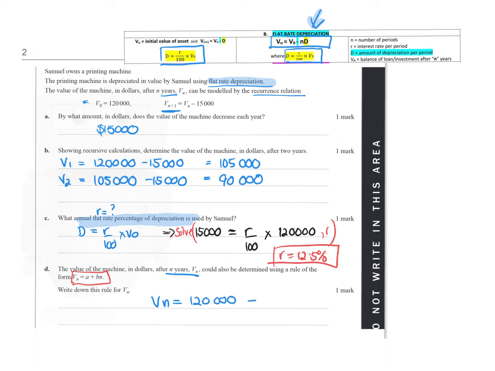Now minus, what was it? It says n times D. What was our D in this example? Yeah, so we write 15,000 and we'll just put the n there. So really, this was the A value that they wanted, and this was the B value they wanted. But you just had to write it out and you would have got it right.